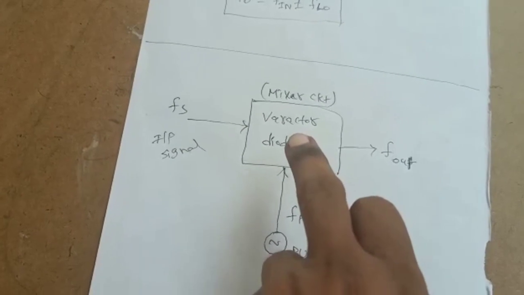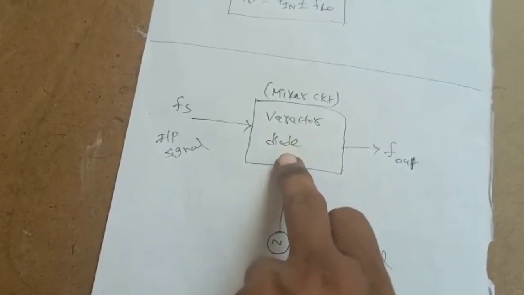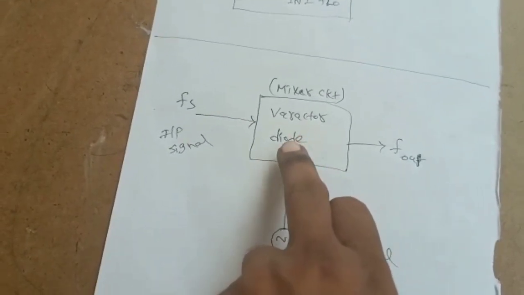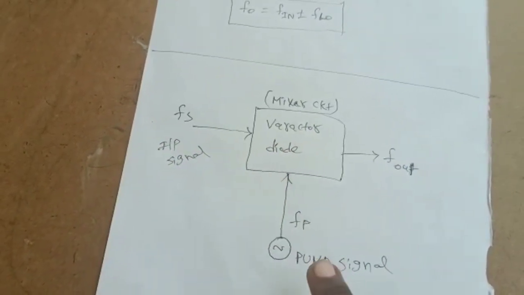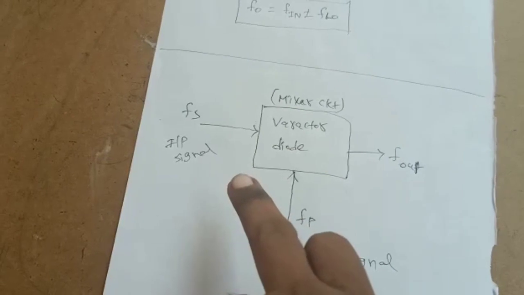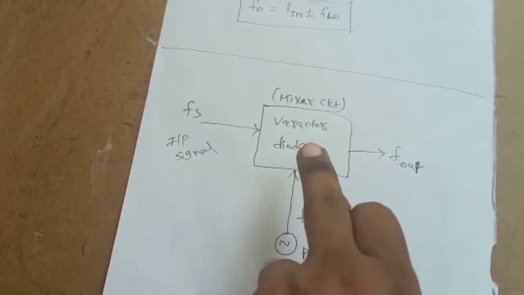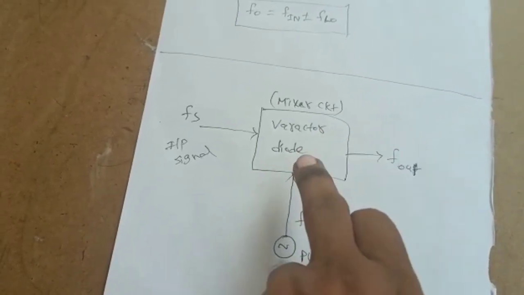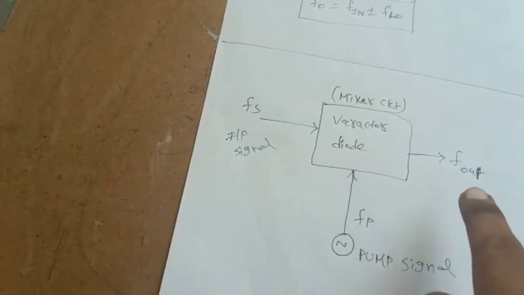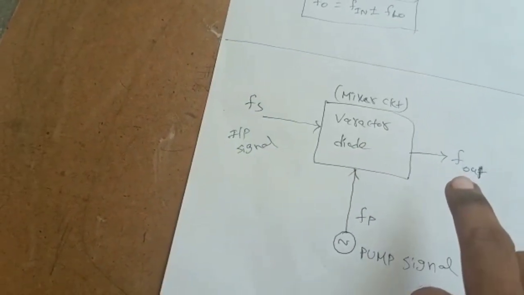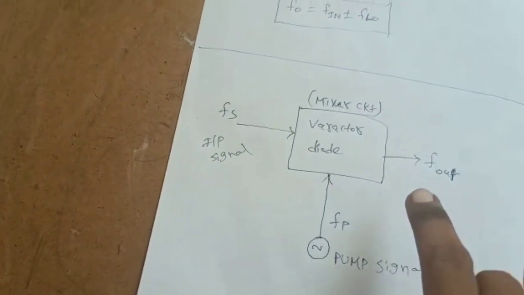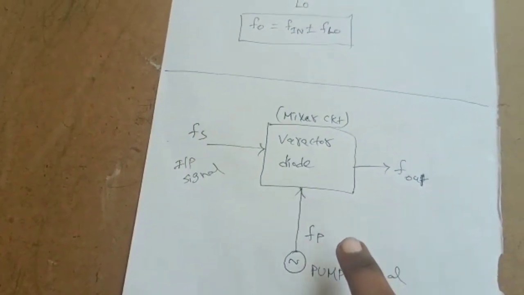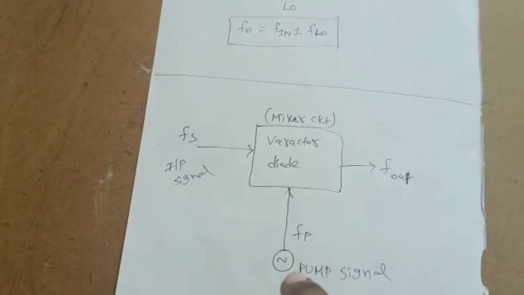Here mixer circuit is nothing but varactor diode. In the varactor diode, the input signal frequency and the pump signal frequency, these two signal frequencies are going to be combined or subtracted in the varactor diode. Then we will get the required output frequency, that is denoted with F out. Now we will just see the main circuit of the parametric amplifier.